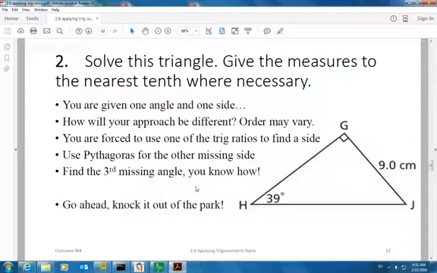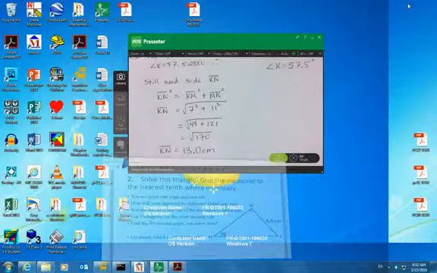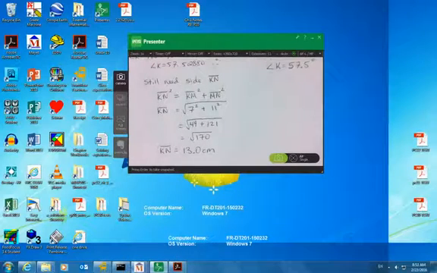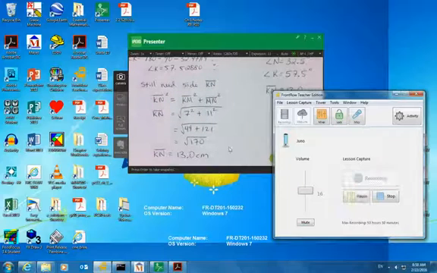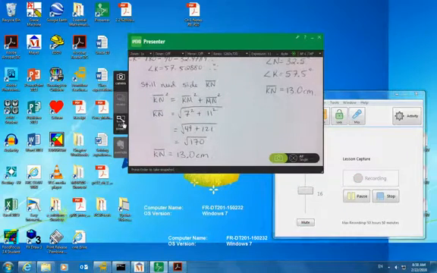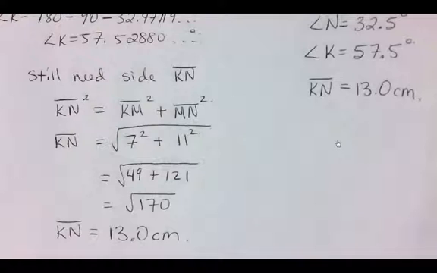And which side do we want to find first? So there's your choice. So you could choose to find GH first, or you could find HJ first. It's your decision. Okay, so I'm going to hit pause and I'm going to let you guys figure this one out, and then we'll come back and finish it together, okay?